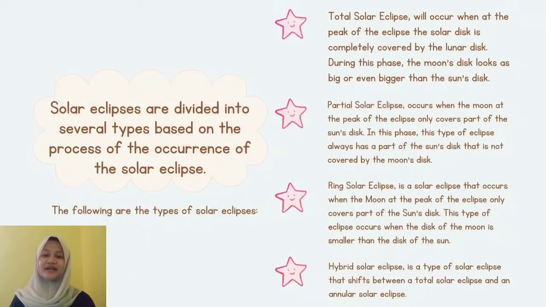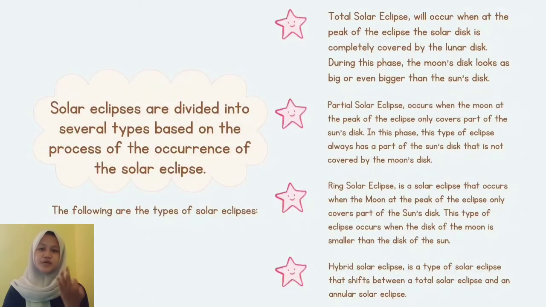2. A partial solar eclipse occurs when the moon at the peak of the eclipse only covers part of the sun disk. In this phase, this type of eclipse always has a part of the sun disk that is not covered by the moon disk.